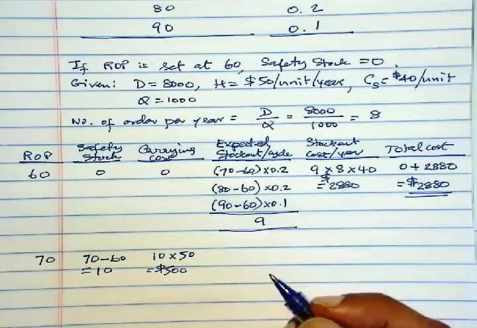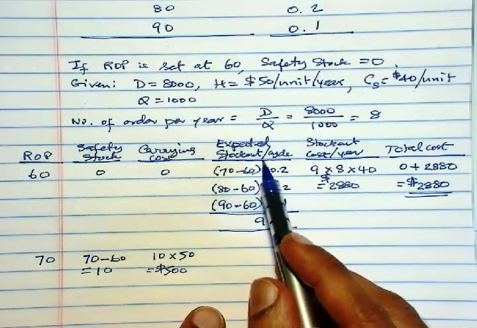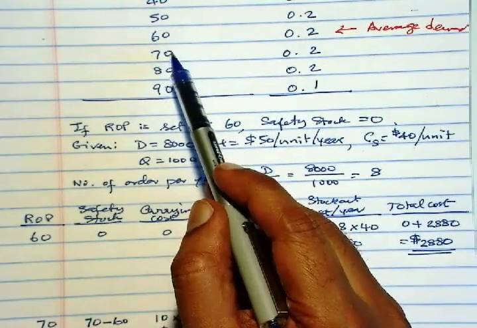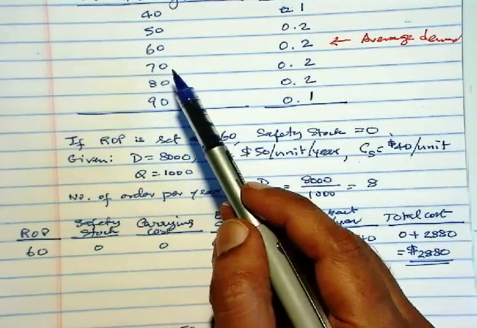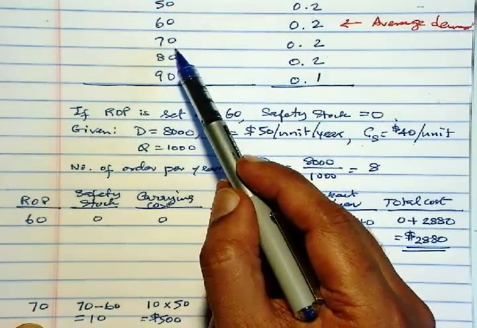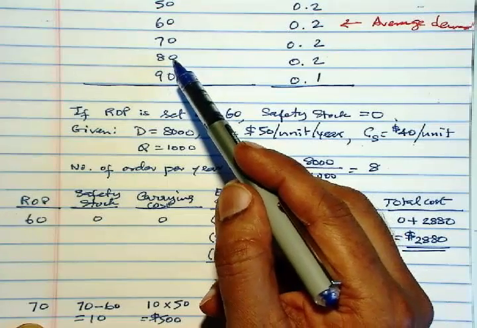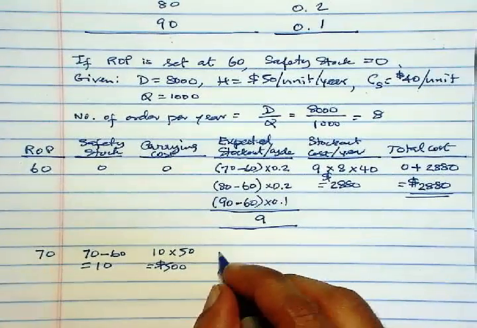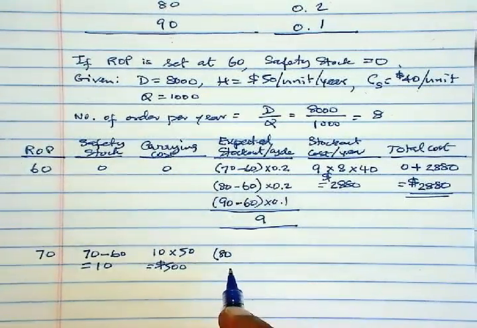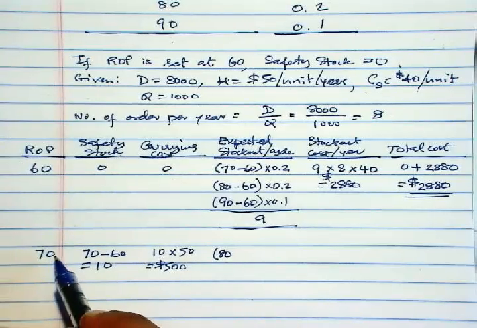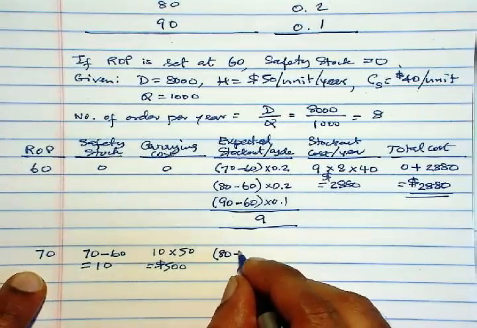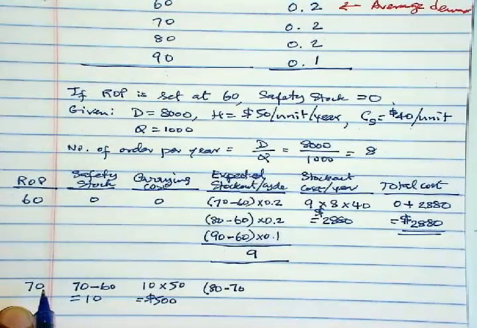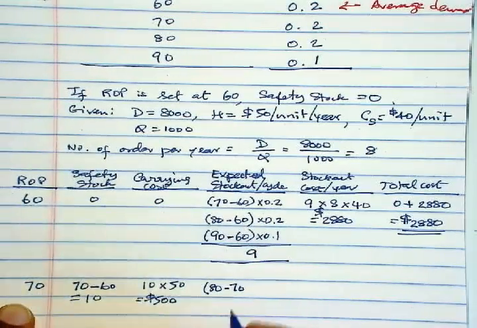Okay. Now let's look at the expected stock outs. Now if the demand is 40 through 70, there will be no stock out because we have set the ROP at 70. So the only cases where there will be stock out is if the demand is 80 or the demand is 90. So if the demand is 80, since the ROP is 70, up to 70 units there will be no stock out. So from the demand you have to subtract the ROP. And that probability is 0.2.